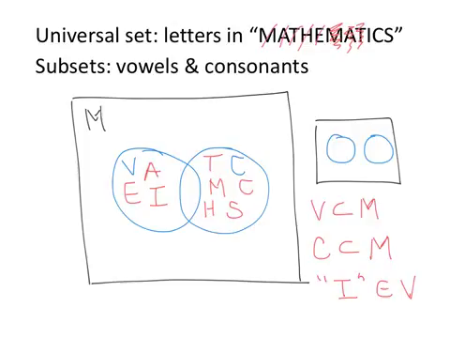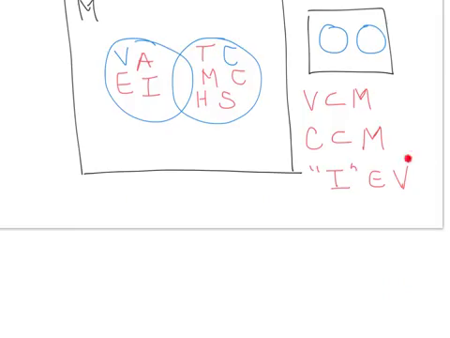This is a good time to practice some of our notation. We can talk about how the set of vowels is a subset of the letters in the word mathematics, and the set of consonants is a subset of the letters in the word mathematics. We can also talk about how the letter I is an element of the set of vowels, and again, we can use notation to do some counting.